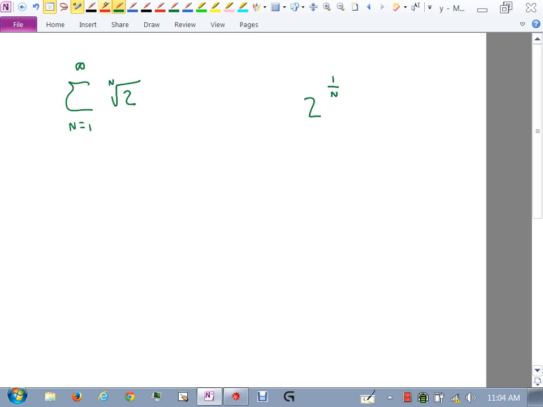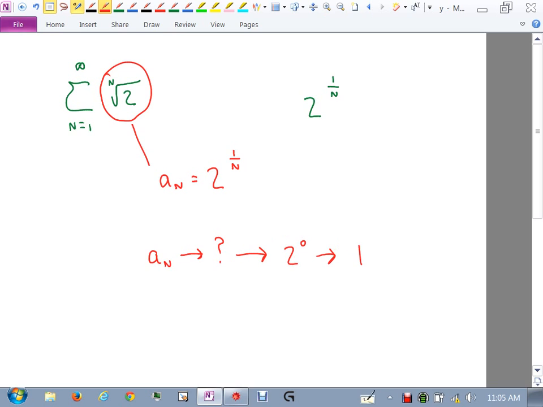So let's look at this right here. Let's not look at the series, let's look at the sequence. The sequence here, a sub n, is 2 to the 1 over n. What does that sequence converge to as n goes to infinity? This goes to 1 over infinity, goes to 0. 2 to the 0 goes to 1. So this thing is approaching 2 to the 0, which is getting closer to 1, right?